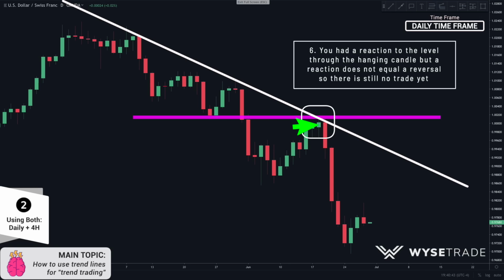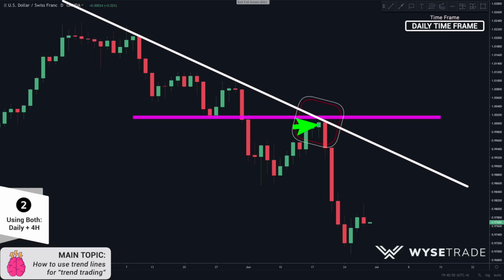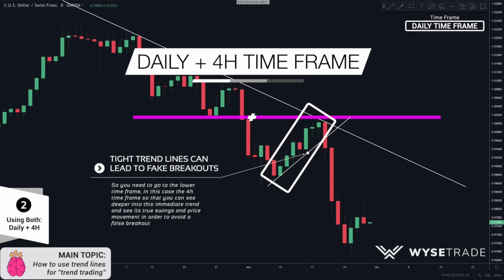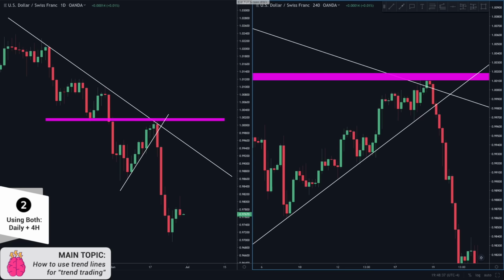Since we had a candlestick reaction and formation at this access point, we then put a tight trend line in like this. The problem with tight trend lines is that they can often lead to fakeouts. So how do we get around this problem? We use a lower time frame, specifically the 4-hour time frame, so that we can see deeper into this immediate trend. So let's put the 4-hour time frame beside our daily time frame so you can see both simultaneously. So here we have both time frames side by side.